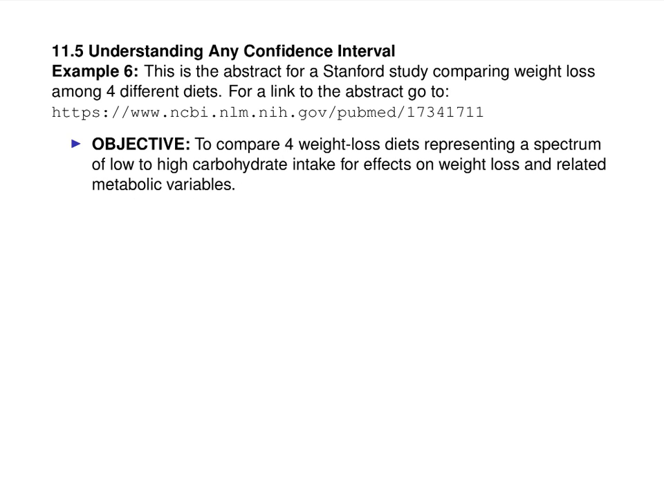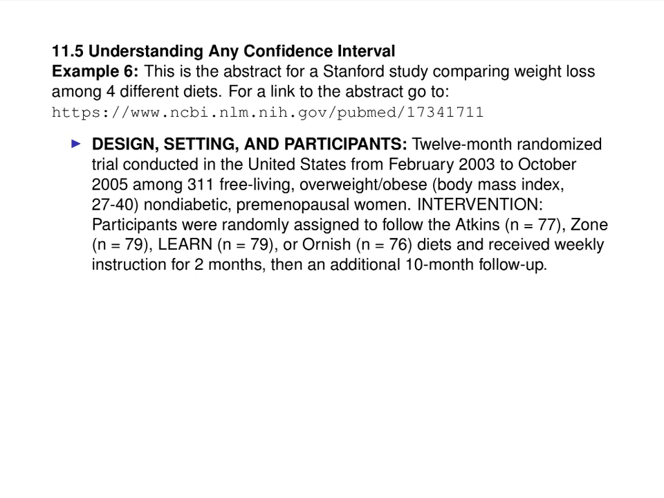So here's their objective. They wanted to compare 4 weight loss diets that represented a spectrum of different diets, and they also wanted to measure related metabolic variables like your cholesterol. And here's what they did. They had a 12-month randomized trial with 311 free-living overweight or obese women, so their BMIs were between 27 and 40, which is high. Mine is like 23, just for a reference point. Participants were assigned to follow one of 4 diets: the Atkins, the Zone, the LEARN or the Ornish diet.